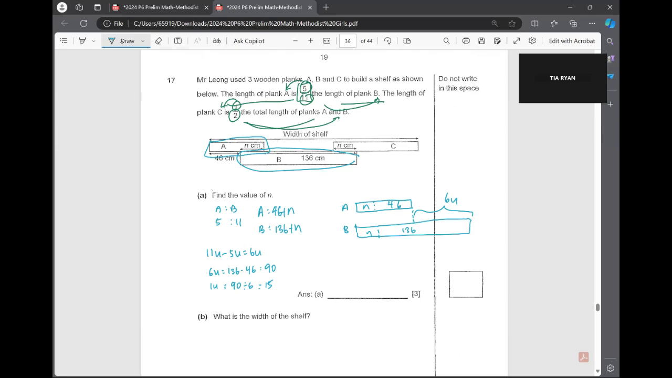Therefore, if 1U is 15, I can go and find the value of N, right? Let's say I find A, okay? 5U equals 15 times 5, 75. And then since A is 46 plus N, I can just find N equals 75 minus 46 equals an answer of 29. And that's my answer to this question.